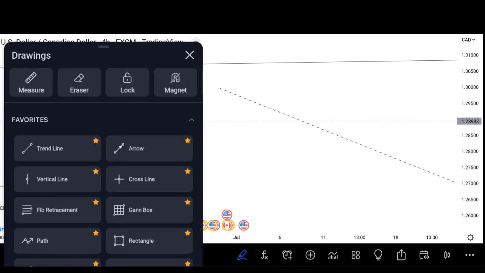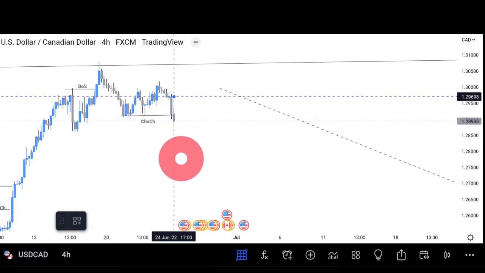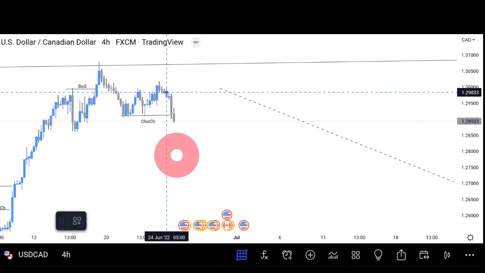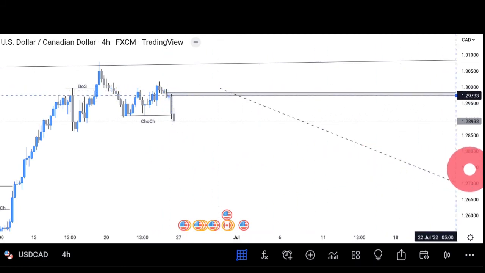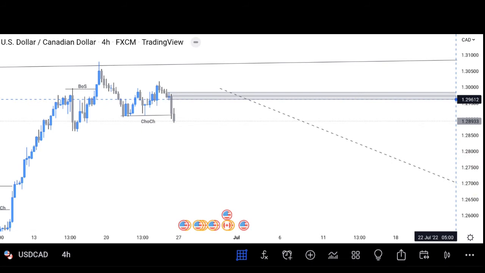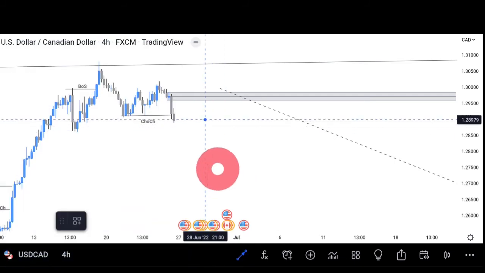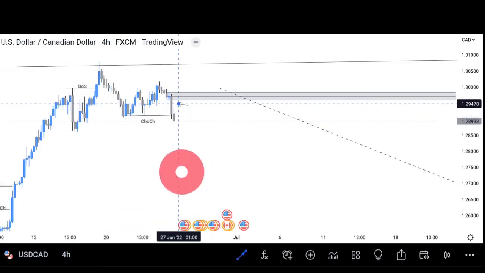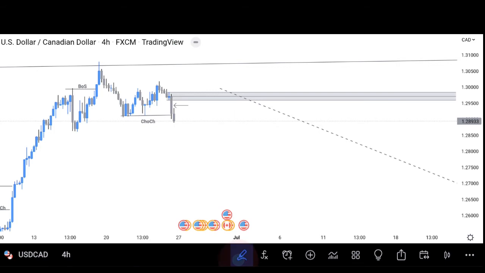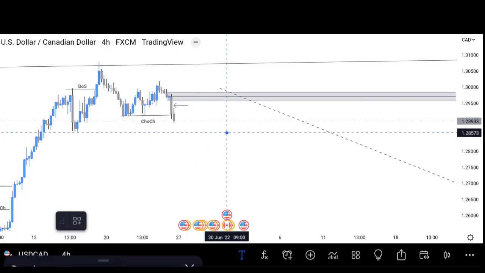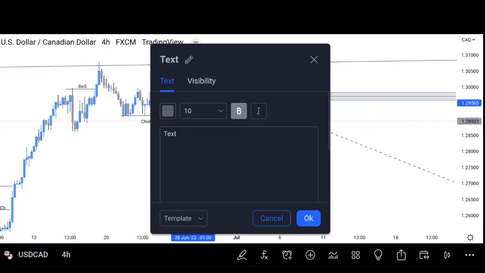So after creating a change of character, the market leaves behind an order block. Then an imbalance. An imbalance there.